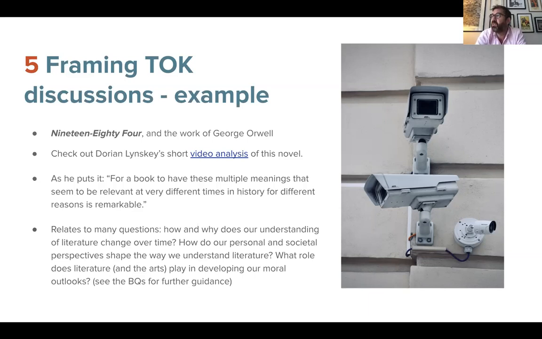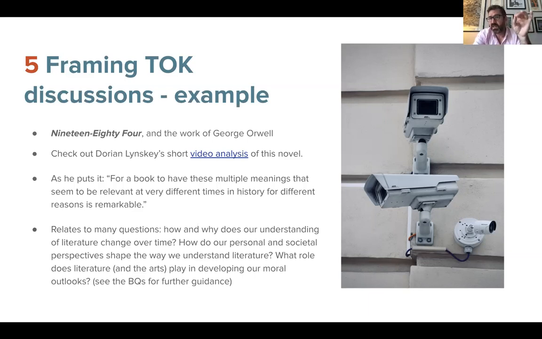So why can you look at that book and see it as a diatribe against left-wing excess? Why can you do exactly the same thing and see it as a warning against right-wing ideas? We can all interpret it in a different way. We all take the meaning that we want out of this book. Obviously, George Orwell had his own ideas. But we tend to look at not just this book but other books, and we want them to mean something. So why does that happen? That's the kind of thing that we'd be interested in in TOK.